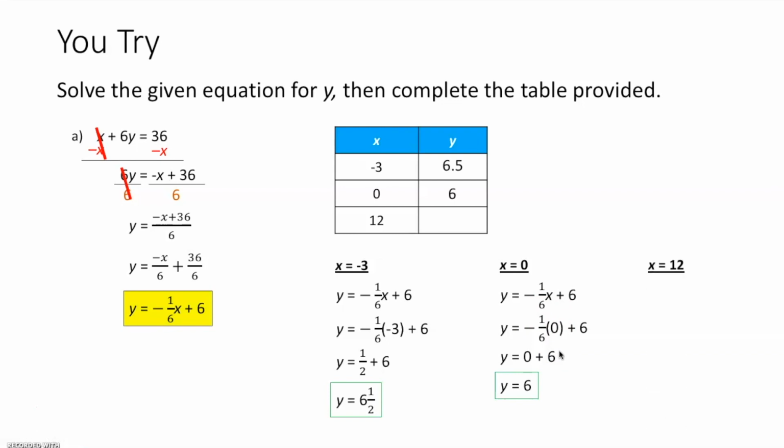And then lastly, we're going to plug in 12 for x. What is negative 1/6 times 12? Well, remember, 12 is the same thing as 12 over 1. So I just multiply the numerators together and denominators. So it's negative 1 times 12, that's negative 12. What's 6 times 1? That's 6. So we get negative 12 over 6, which is equal to negative 2. Now, negative 2 plus 6 is going to be 4. So that is the y value that goes with 12 for this particular equation.